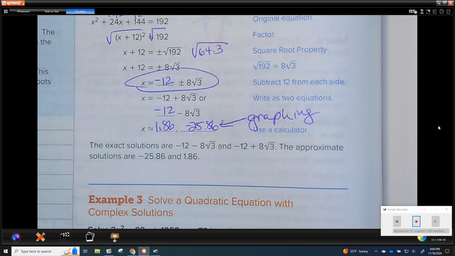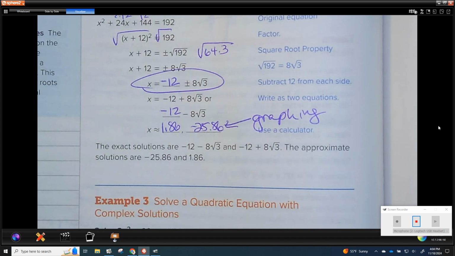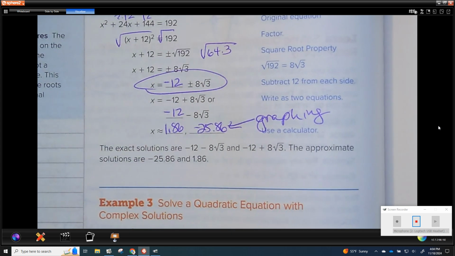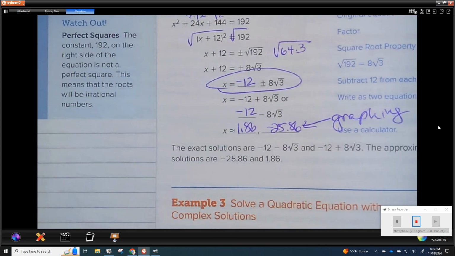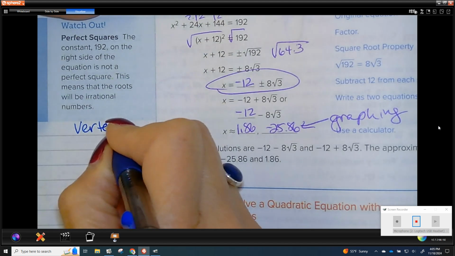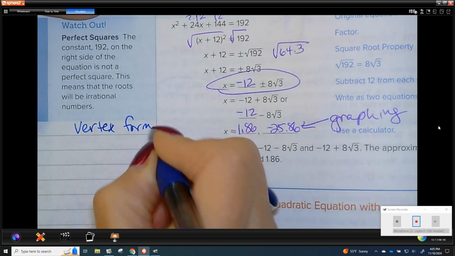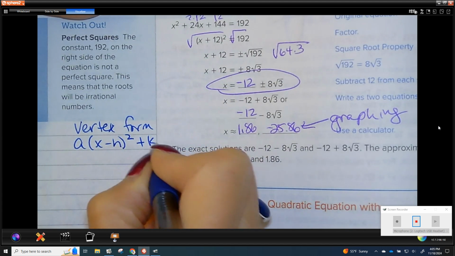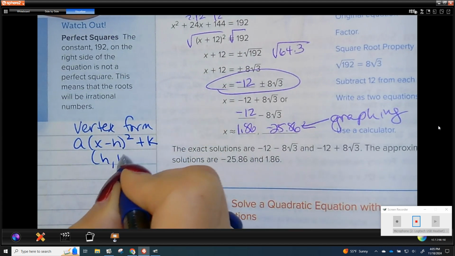I'm going to show you here. I meant to show you on the first one, but I will show you here. The other thing in this lesson is vertex form. As I briefly said in the definitions, I'm going to come over here. Vertex form is a(x minus h) squared plus k, where h and k are our vertex.